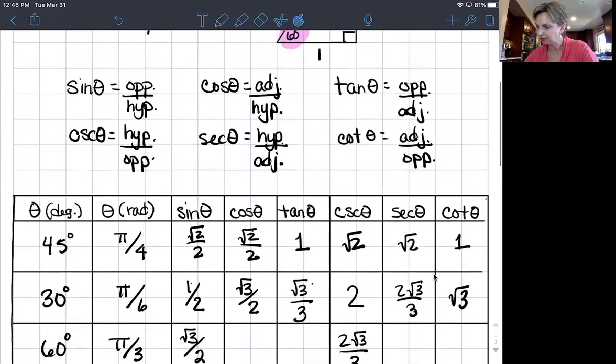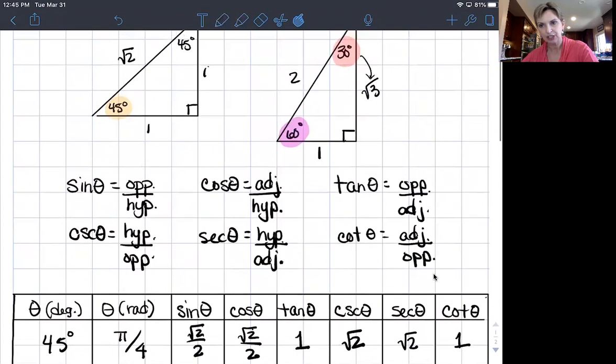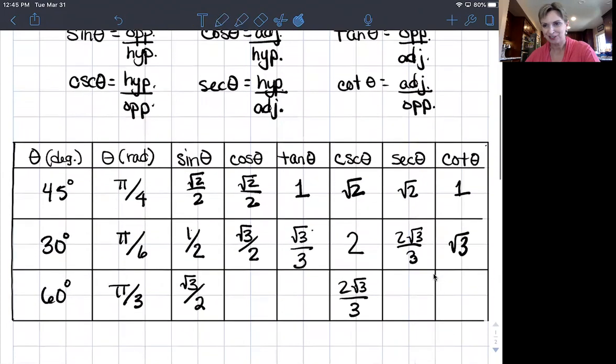The cosine of my 60-degree angle. Okay, look at my triangle again. Cosine is adjacent over hypotenuse. Adjacent the 60-degree angle is 1. And the hypotenuse is still 2. So that means my cosine is 1/2. Secant is the reciprocal, hypotenuse over adjacent, which would be 2/1, or 2.